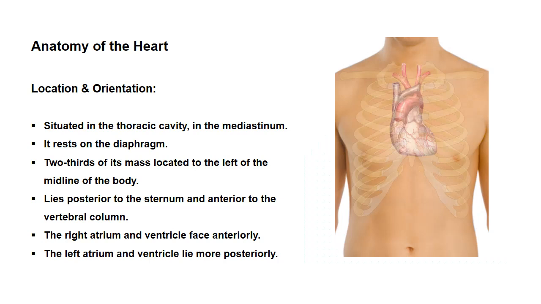General heart anatomy. The heart is a muscular organ located in the mediastinum, the central compartment of the thoracic cavity. It lies between the lungs, posterior to the sternum and anterior to the vertebral column, resting on the diaphragm. It is tilted slightly with about 2/3 of its mass on the left side of the midline. The heart is rotated such that the right atrium and ventricle face anteriorly, whereas the left atrium and ventricle lie more posteriorly.